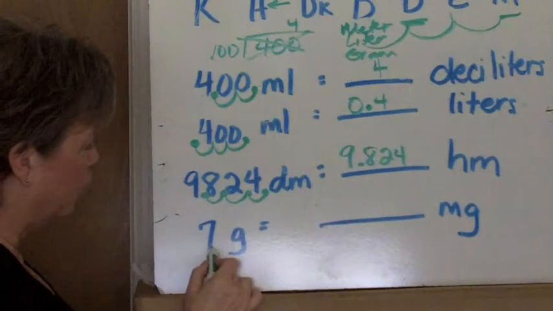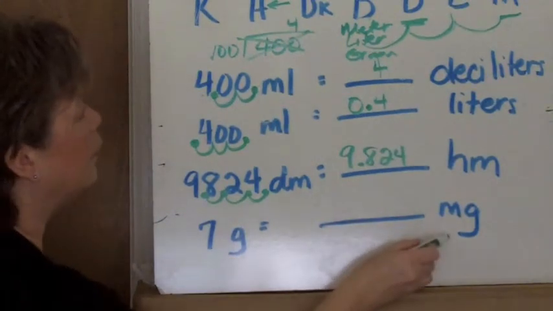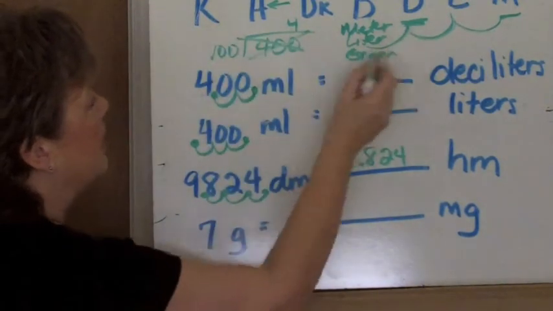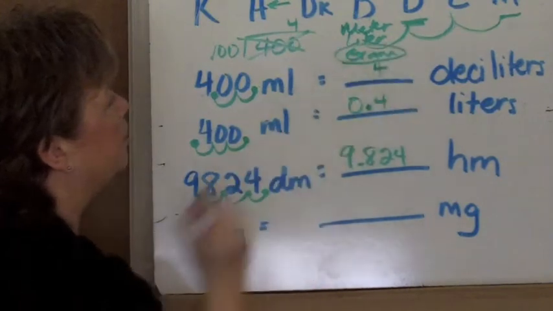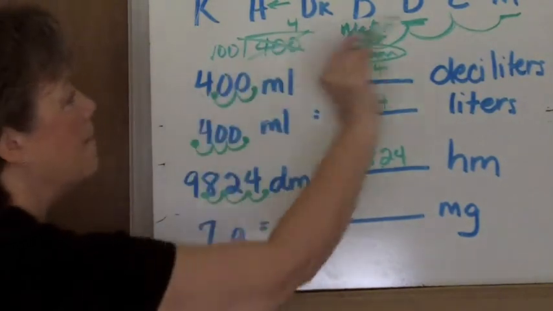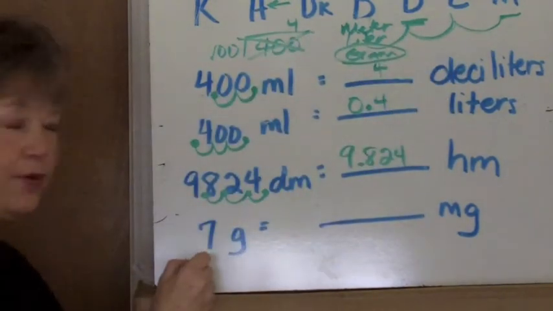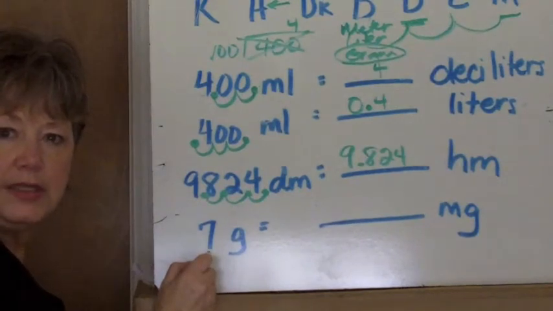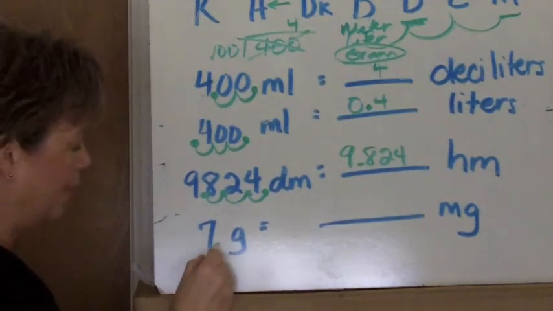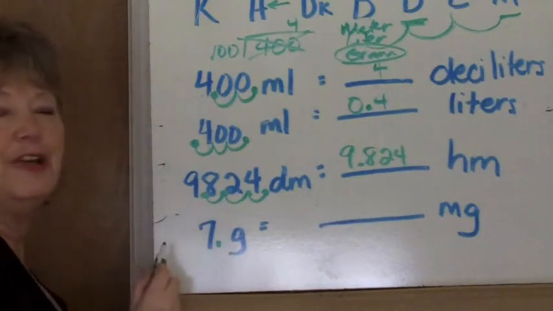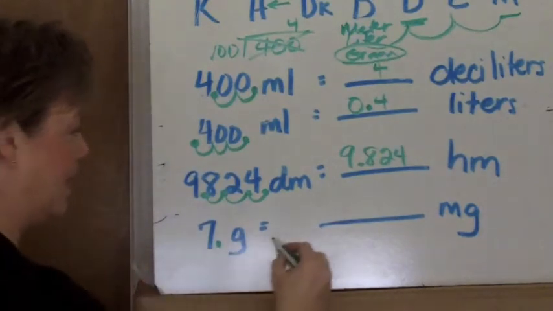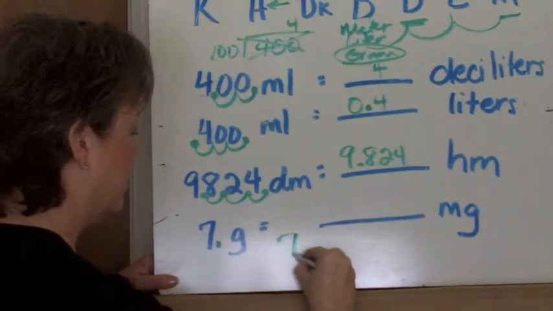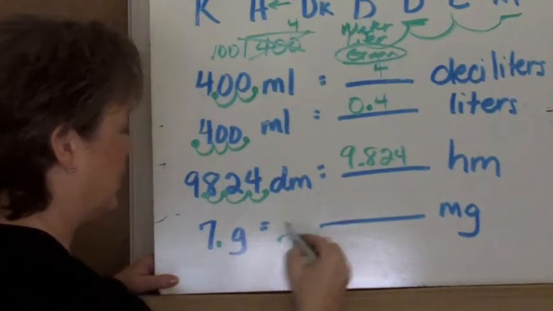Let's go from grams to milligrams. I don't see a G, but here is my gram. And I'm going to go to milligram. Now, I don't have a decimal point. Where does the decimal point go? It goes at the end of the number, like a period goes at the end of a sentence. I'm going to put this one right here so we can see it.